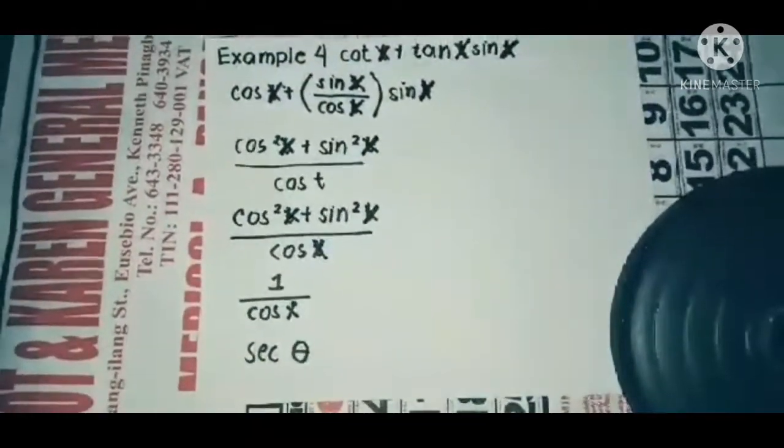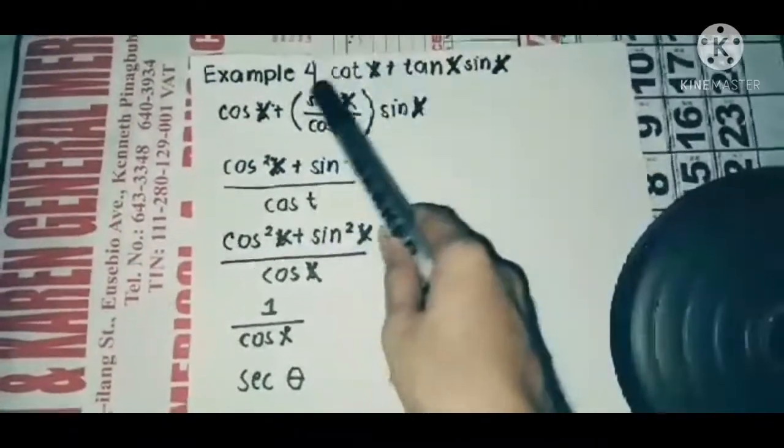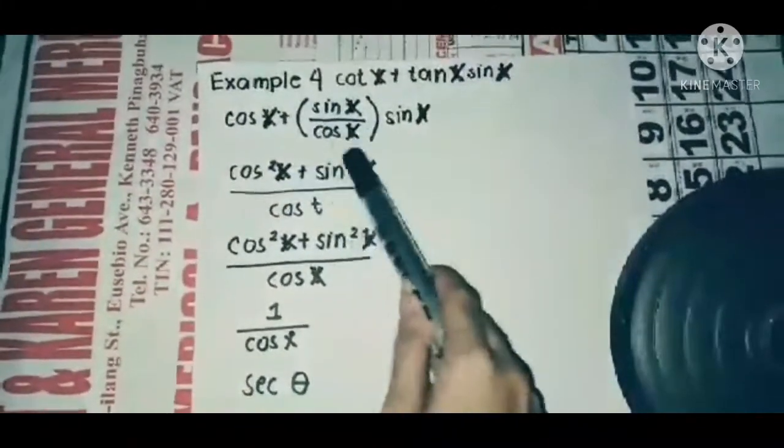In this equation, the first thing that we need to use is the identity of tangent, which is sine x over cosine x. So we have the equation cosine x over sine x plus sine x over cosine x.